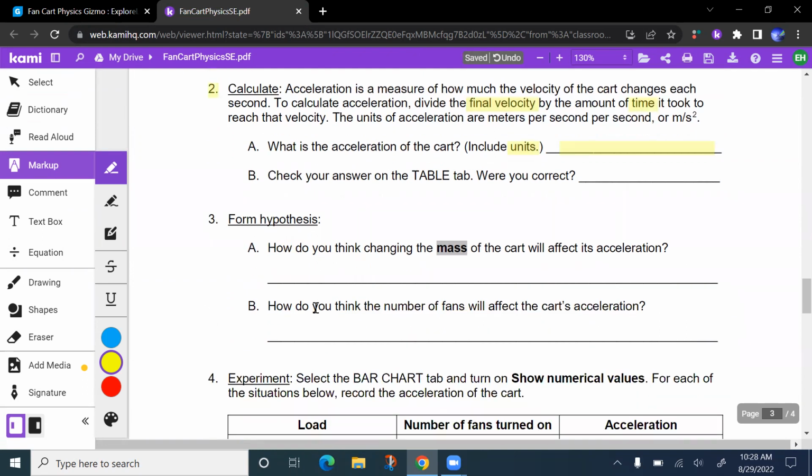Part 3, form hypothesis. Let's read part A and B together. How do you think changing the mass of the cart will affect its acceleration? Part B, how do you think the number of fans will affect the cart's acceleration? Please pause the video and take a few moments to write good quality sentences predicting what you think will happen when you change the mass and what you think will happen when you change the number of fans.